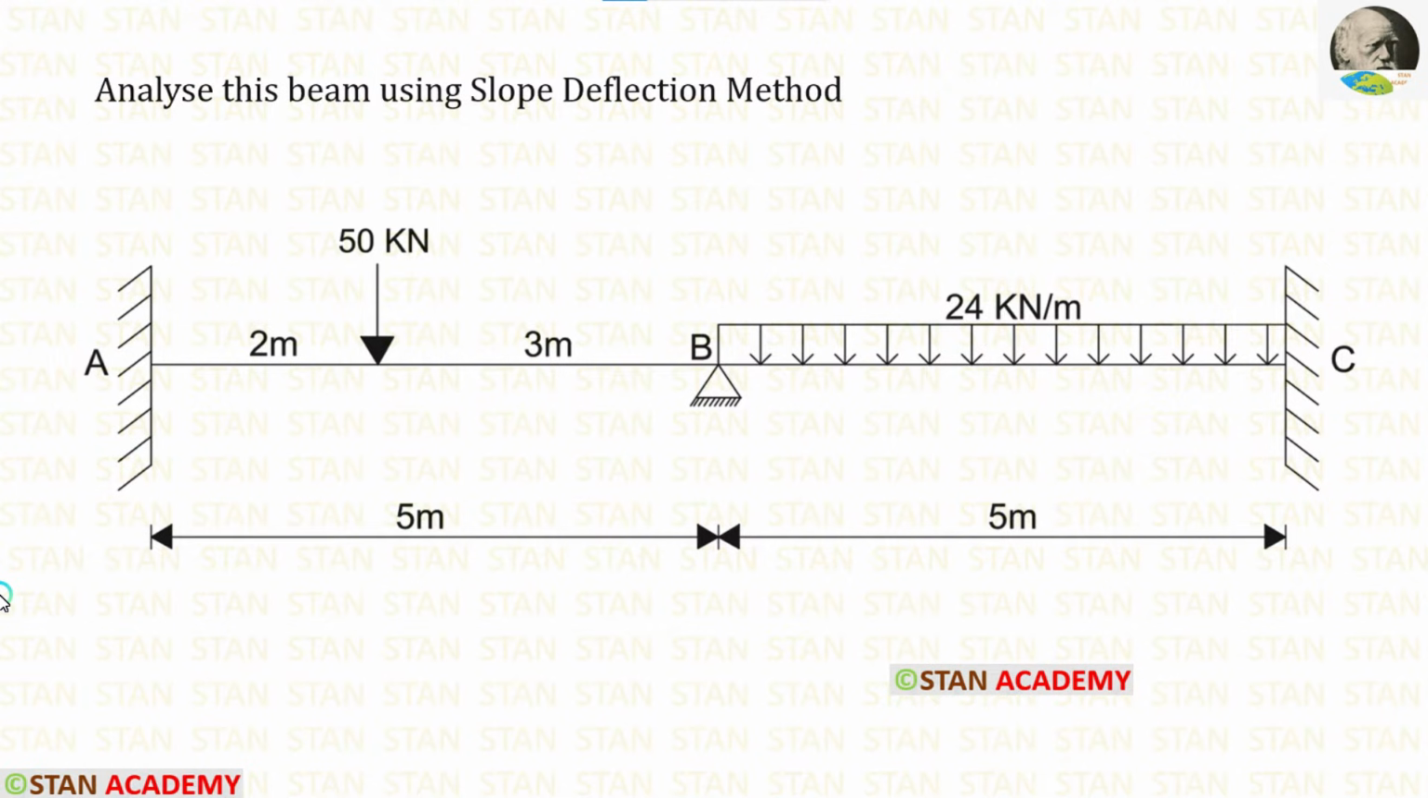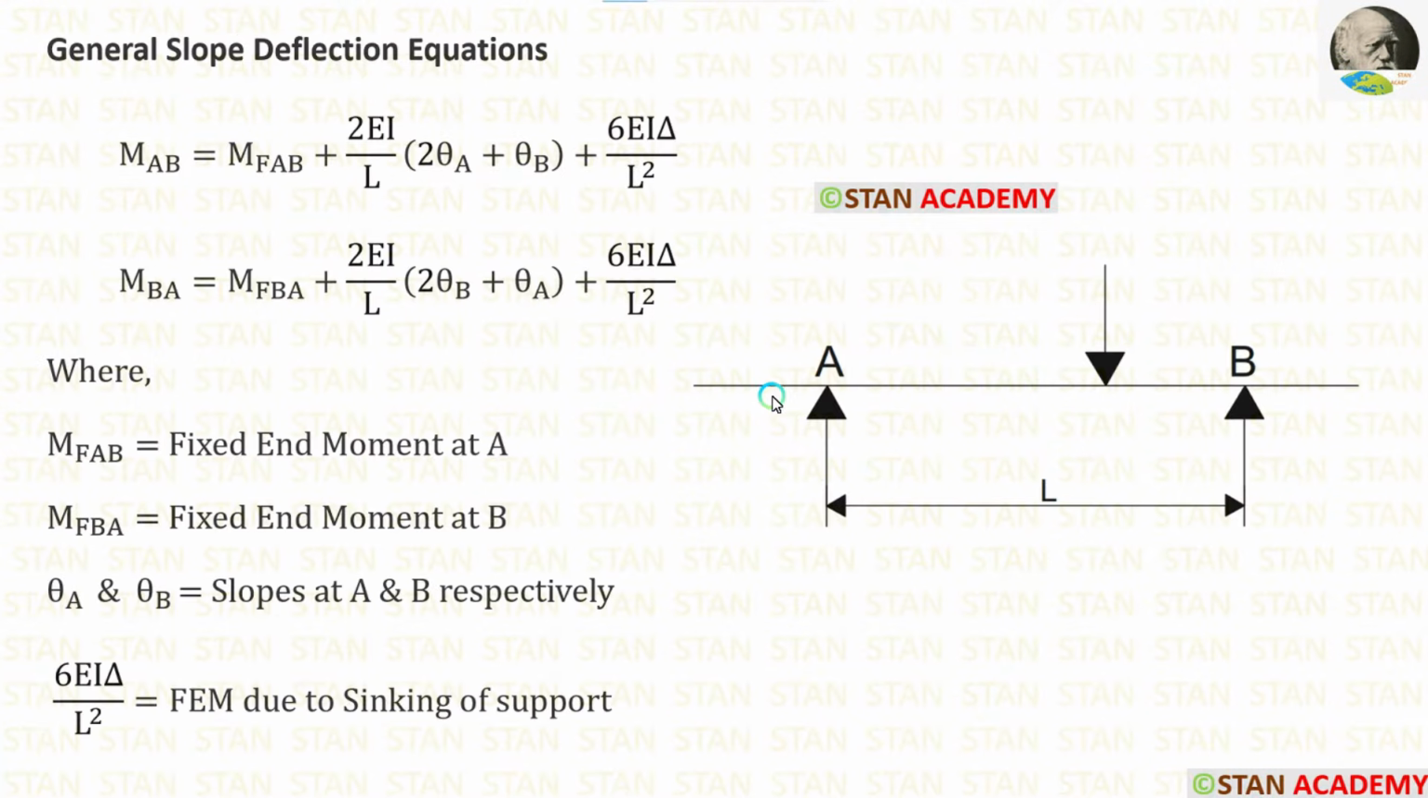Hello everyone. Today we are going to analyze this beam using the slope deflection method. Before analyzing, let us see the slope deflection equations. Consider a random span AB in a continuous beam. In every span, there are two slope deflection equations. For the span AB also, we have two slope deflection equations, for MAB and for MBA.